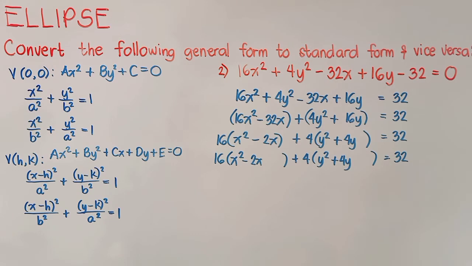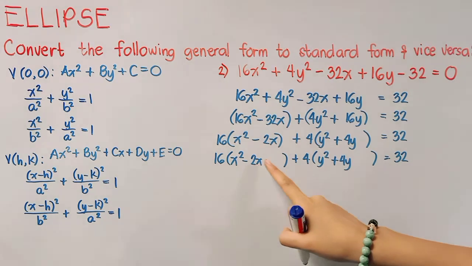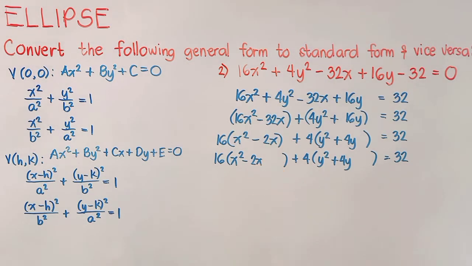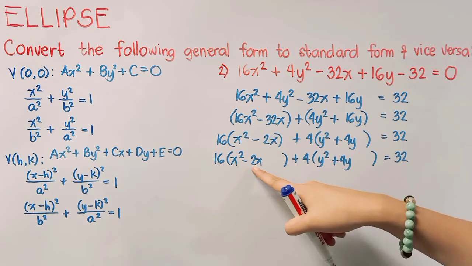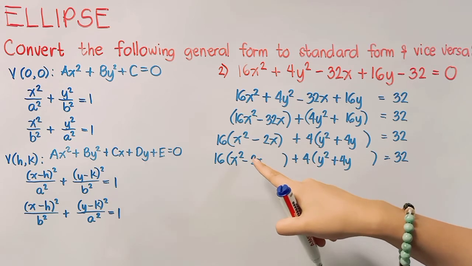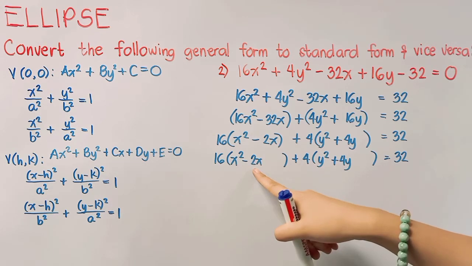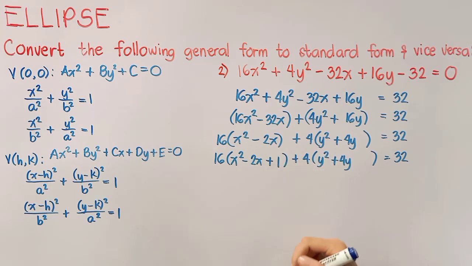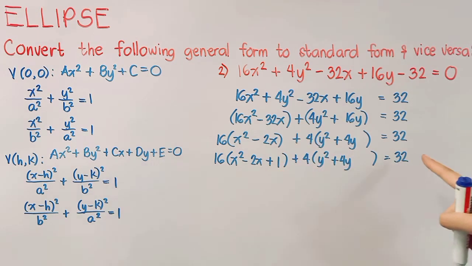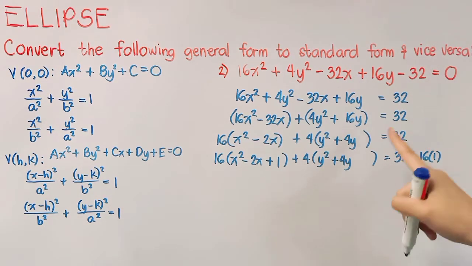Let us first focus on our first group. Remember that our third term depends on our middle term. We only have to divide our middle term by 2 and square whatever is the result. So negative 2 divided by 2 is negative 1. Negative 1 squared is positive 1. Now remember that if you will place something on the left side, you will also do the same on the right side. Since there's 16 outside, we will add 16 times 1 on the right side.